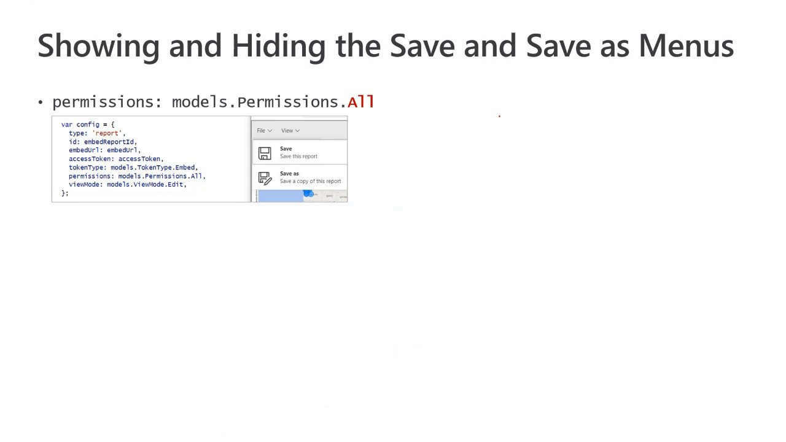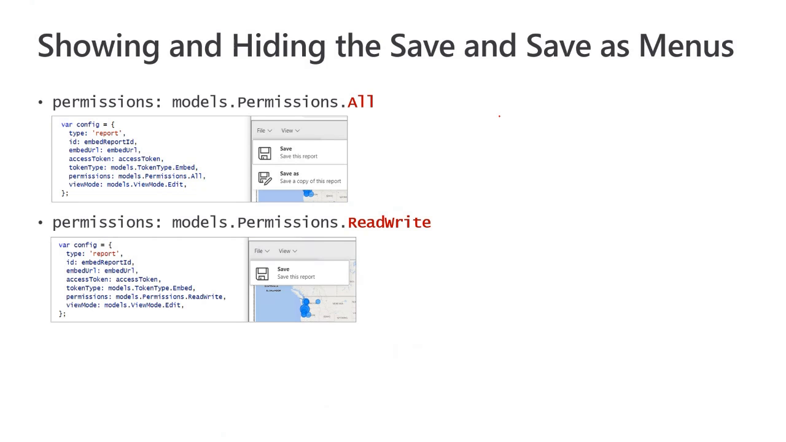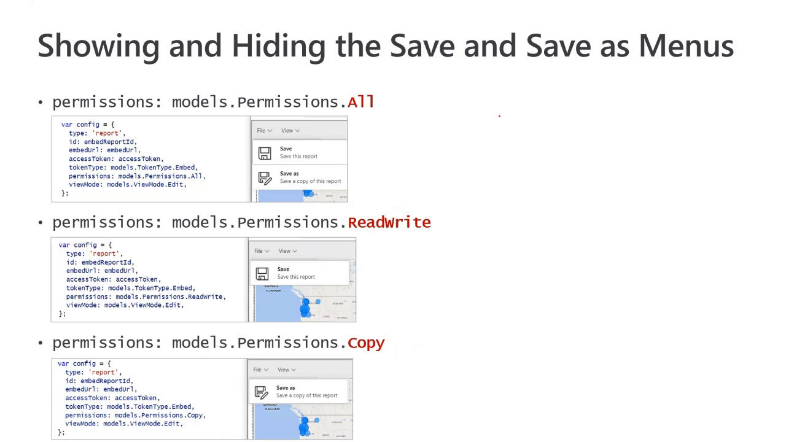So if you have models.permissions.all, someone opening the report will see both save and save as. However, if you set permissions to read write, you'll give them save, but not save as. And if permissions are just copy, you'll give them save as, but nothing else.